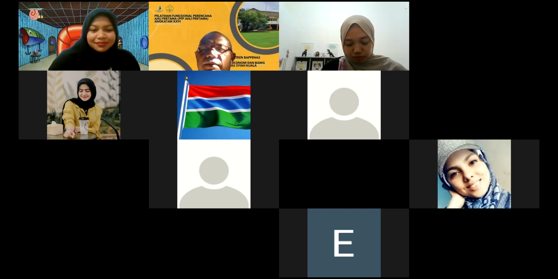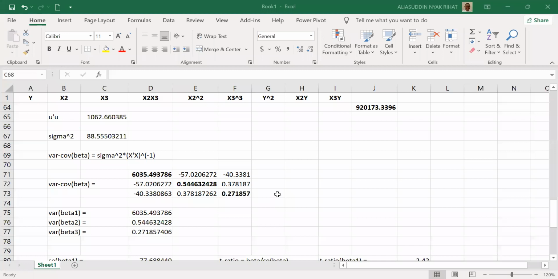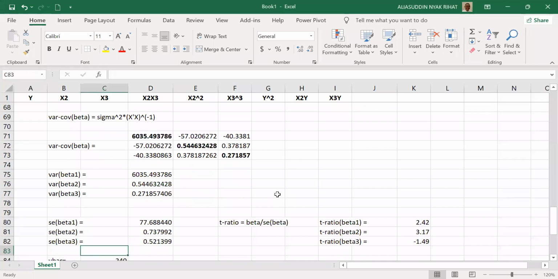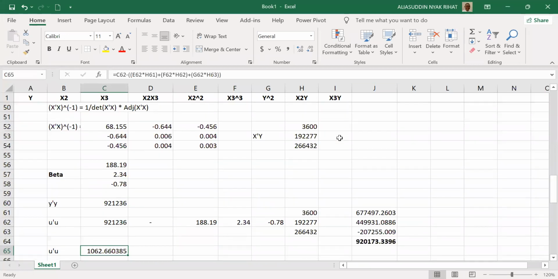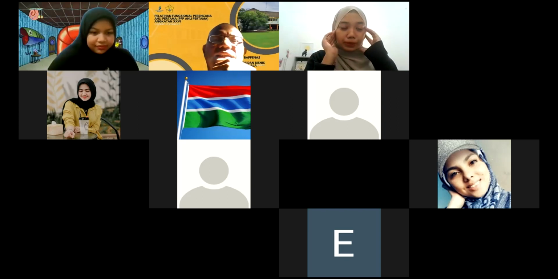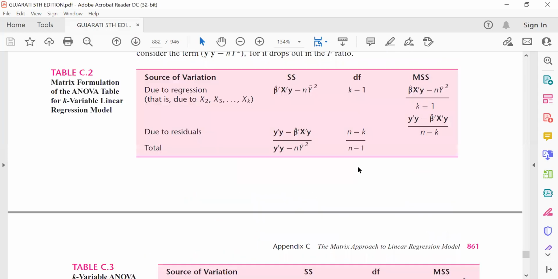Do you have any question? No? Oh my God, this means it is easy to teach you, okay? No problem. Even though we have a long calculation from the betas until the F statistic. Yeah, we have the F statistic.